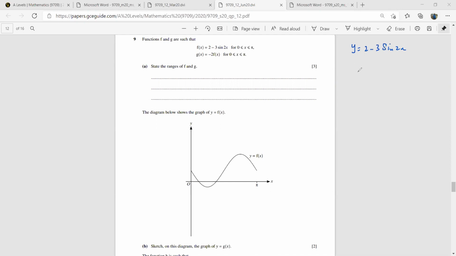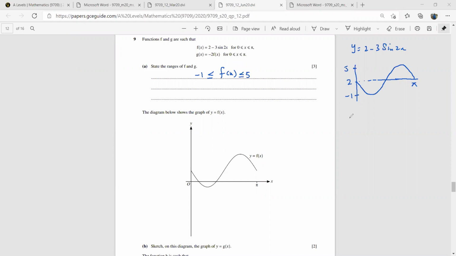So if you quickly look at this, its axis would be at 2. And 2 plus 3 is going to be 5, and 2 minus 3 is going to be minus 1. And it would have a curve like this, going up and then coming down. Within this pi, it will have a curve like this. So its range is going to be, f of x is exactly between -1 and 5. That is the range of this f of x.